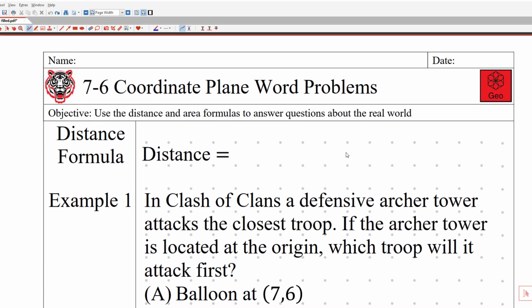Alright, hello. This is lesson 7-6 for geometry, coordinate plane word problems. Today's date is Tuesday, April 21st, 4/21, 2020. Our objective today is to use the distance and area formulas to answer questions about the real world.